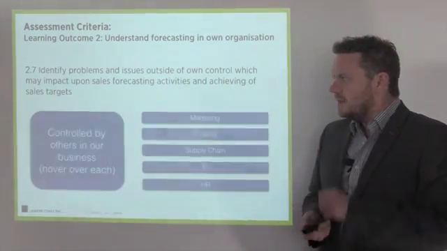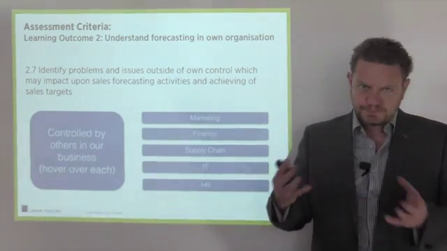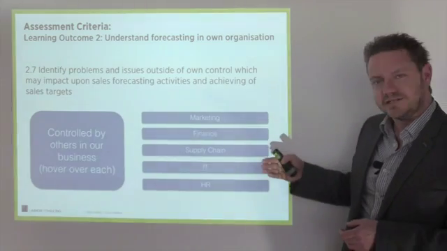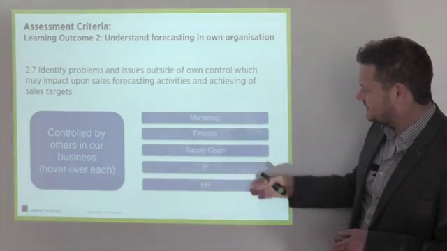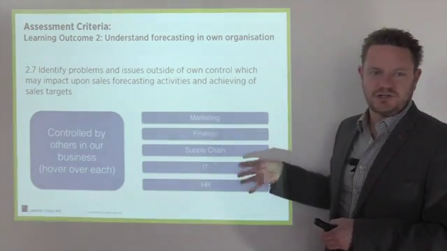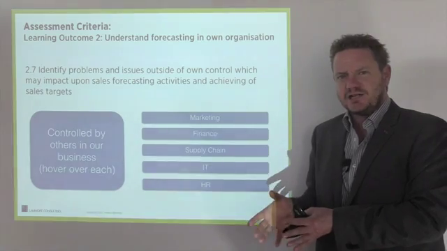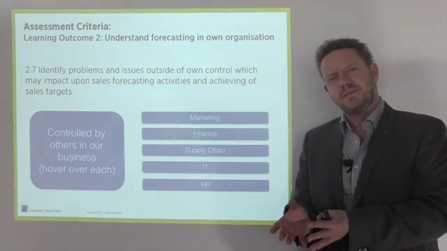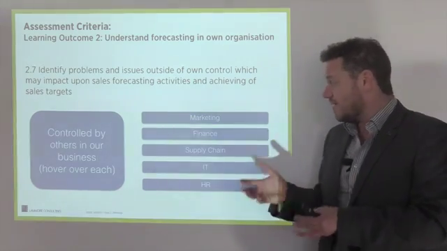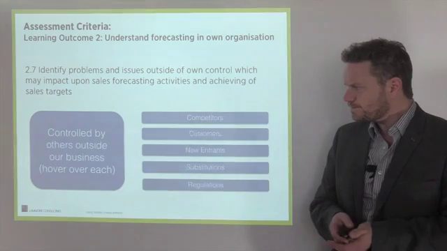So if we have a look at these, controlled by others in our business, well, what sort of things might those be? Could be the marketing department, the finance department, the supply chain, IT systems, HR systems, and so on. We need to go and talk to these guys. We need to go and find out, because if they are making decisions and changing things within the business that will change the actual sales that we receive, wouldn't it be great if we could build that information into our forecast and get more accurate from the go?